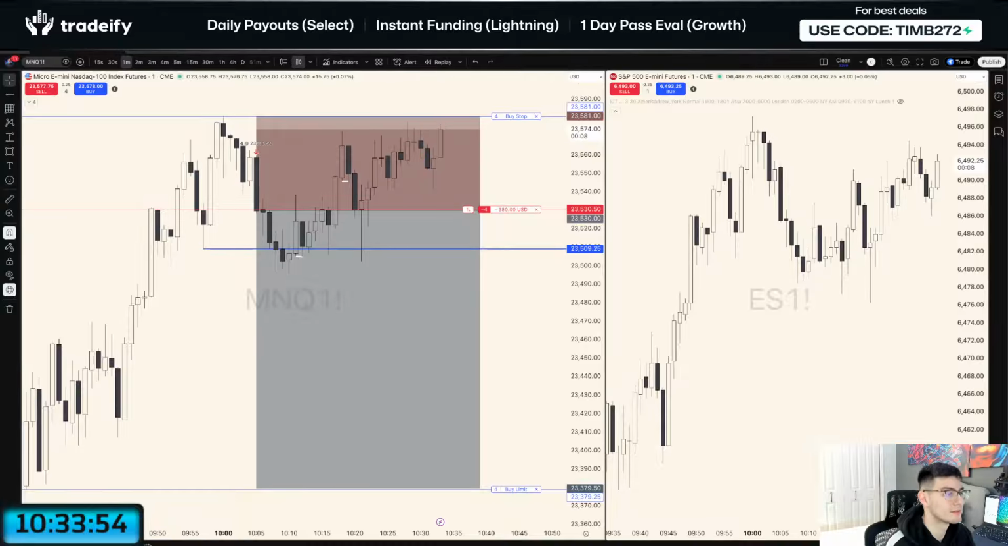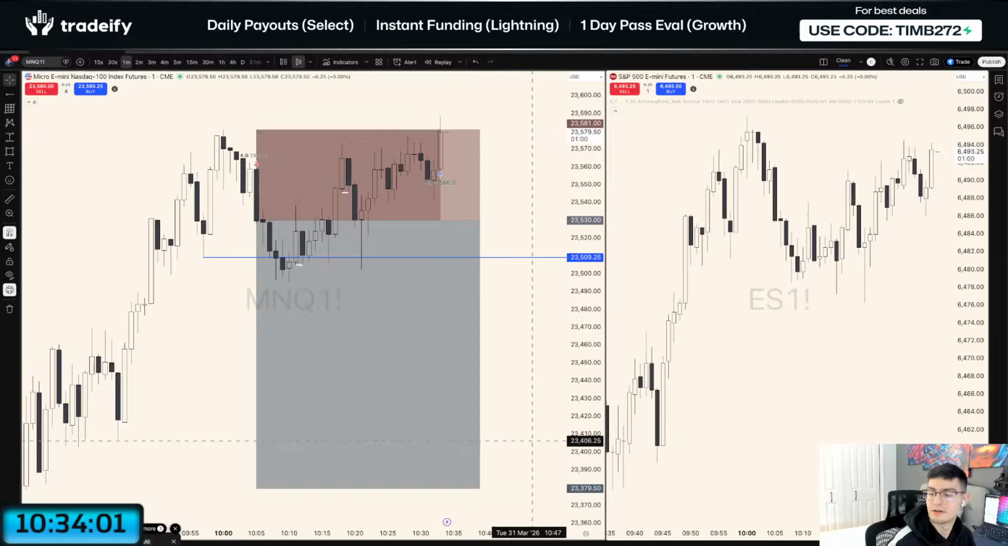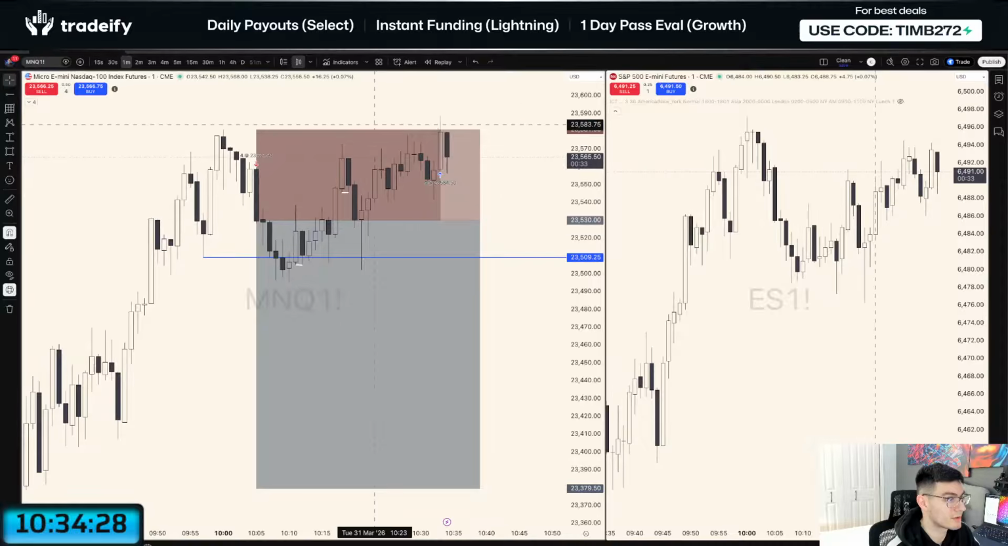Yeah, I'm cooked here. I just want to make sure that my trade copier handled that correctly. Yeah, it did. So, what's it going to do? Sweep my stop and then react down?